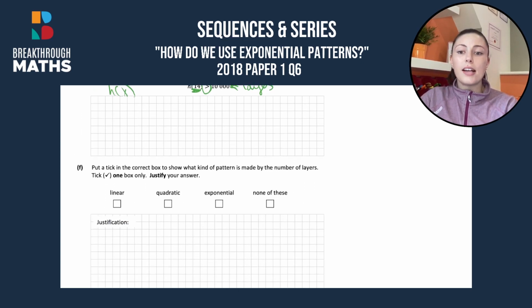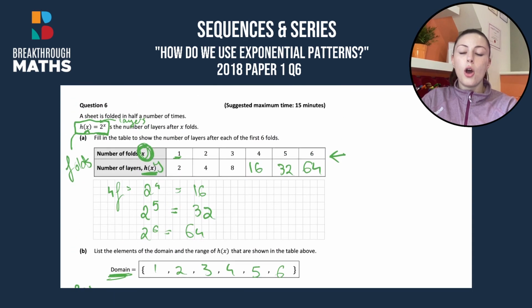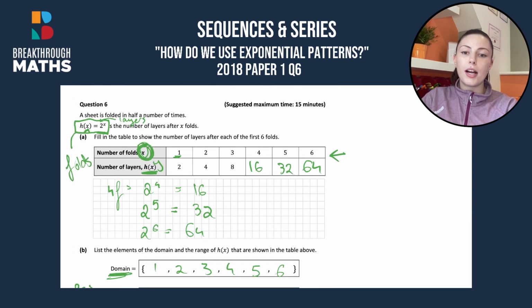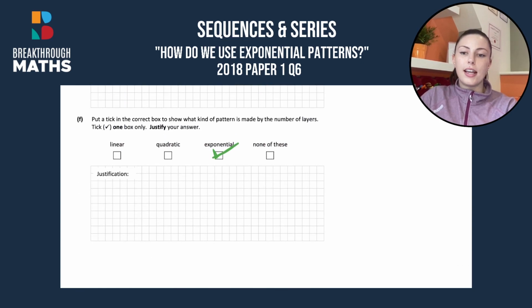Okay, finally then, we're asked to put a tick in the correct box to show what kind of pattern is made by the number of layers. Tick one box only and justify your answer. So it's going to be an exponential pattern. Why is this? Well, it's because each number is multiplied by a common number. So they're each multiplied by 2. To get from 2 to 4, multiply by 2, 4 to 8, multiply by 2, 8 to 16, multiply by 2, 16 by 2 is 32, 32 multiplied by 2 is 64, and so on. So the justification you would say in this box is that to get to the next term, you multiply by 2 for every number.